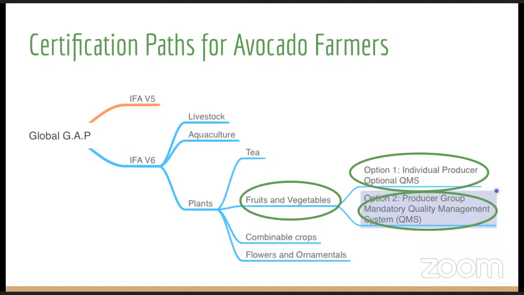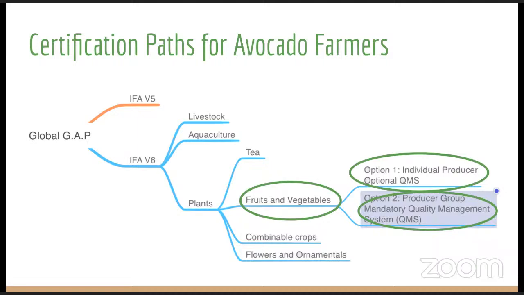So they'll cover livestock, aquaculture, plants, and within plants, they have tea, they have fruits and vegetables where we are, they have combinable crops, they have flowers, and other things there. I didn't include everything here just to not make the picture too big. So obviously, we are avocado farmers here. Our path would take us to the fruits and vegetables path. So it brings us to two options there.